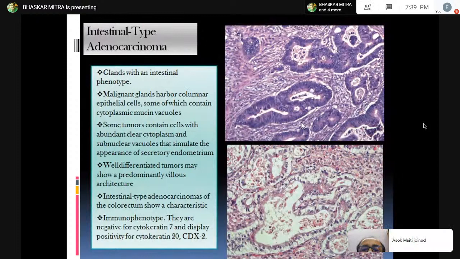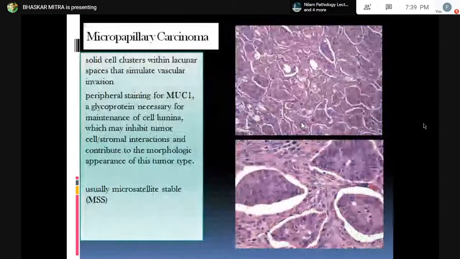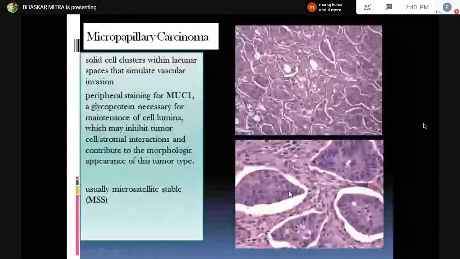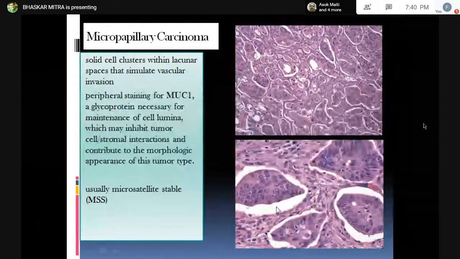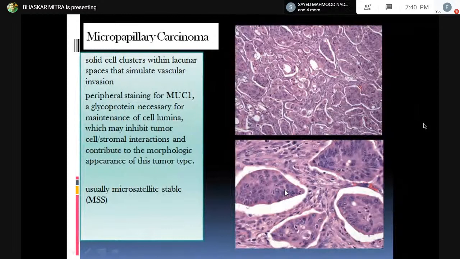Now, coming to the micropapillary carcinomas. Here, we can see small solid cell clusters within a lacunar space, which simulate vascular invasion. Here there is a peripheral glycoprotein, MUC1, which causes an inhibition of interaction between cell and stroma, which causes the characteristic appearance of this shell-out or separated type of morphology of these cells. These are the micropapillary carcinomas. They usually are microsatellite stable cancers.